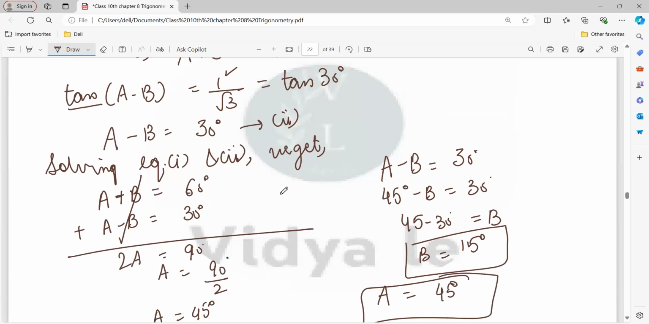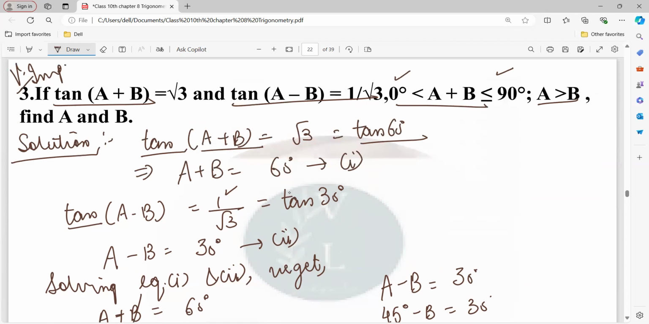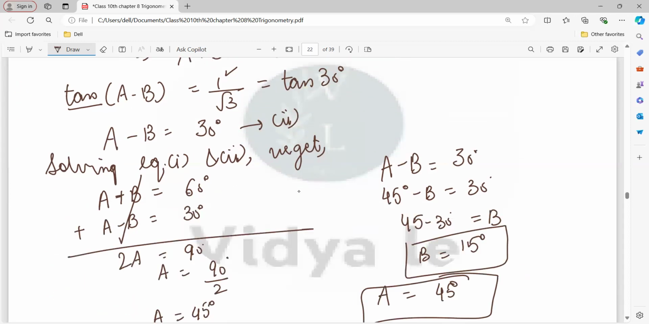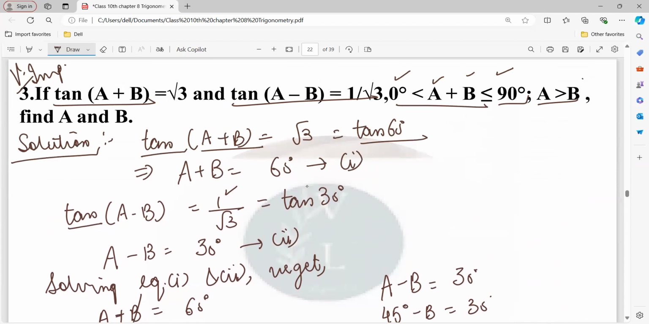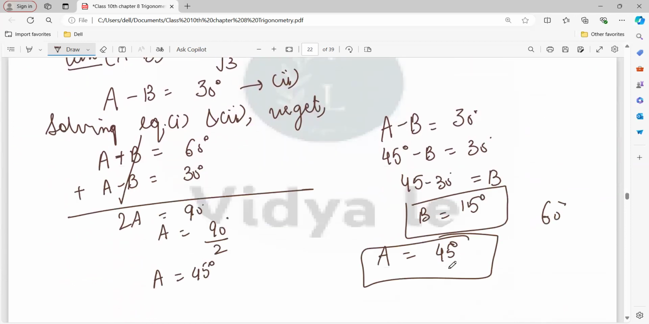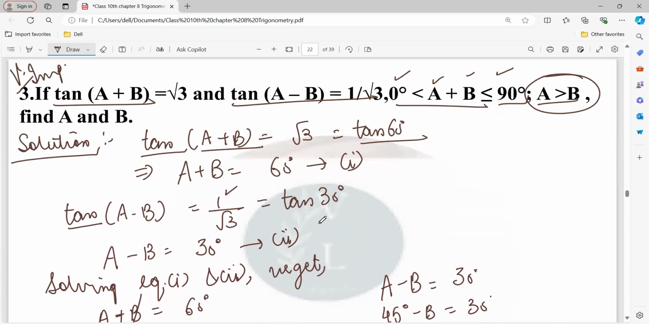Right? So let's just check. Here it is given that A plus B is 90 or less than 90. So if we add A and B, we get 60, which is less than 90. And the second thing given is A is greater than B. So yes, we have A as 45 degrees, which is greater than 15 degrees, right? So the values of A and B satisfy both these conditions as well. I hope this question is clear to everyone.